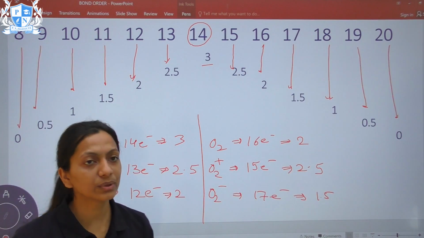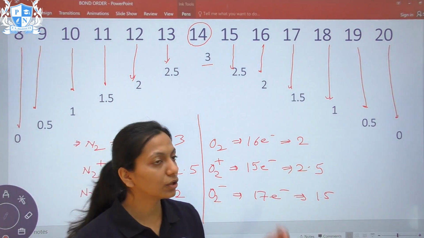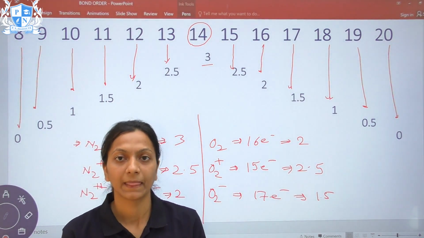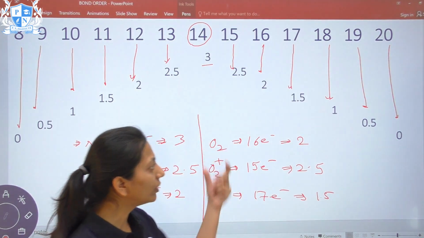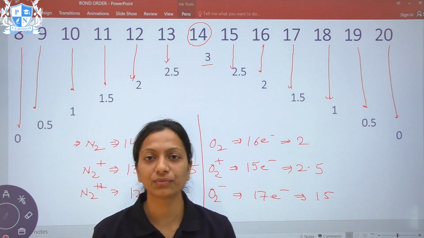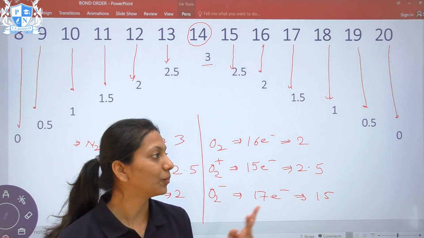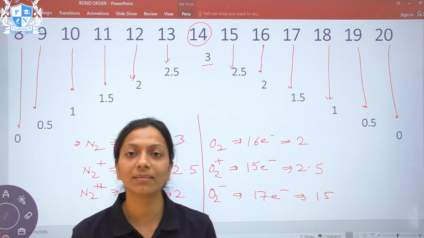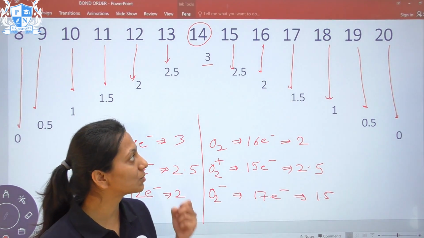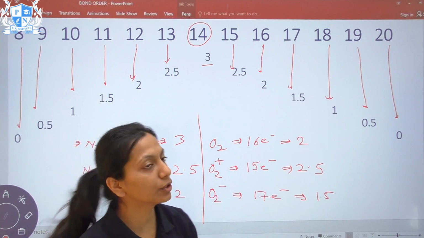Using the bond order, you can arrange them in the order of increasing bond length, and even bond enthalpy. So bond order is one of the easiest ways to find out the bond enthalpy, bond length, and bond strength. Okay. So that's it. These are the two amazing small tricks to solve the problems related to bond order.